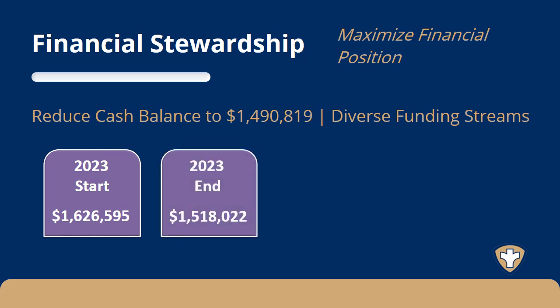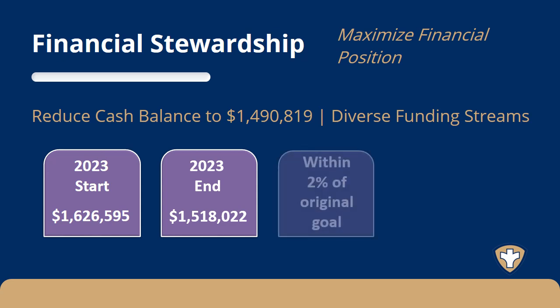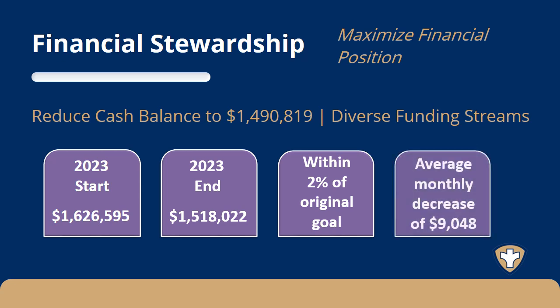The ending balance ended up being $1,518,000. This was not quite to the goal that was set. However, it was within 2% of the original goal. Overall, there was an average monthly decrease in the cash balance of $9,048.